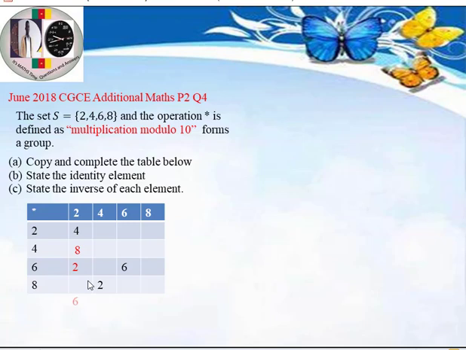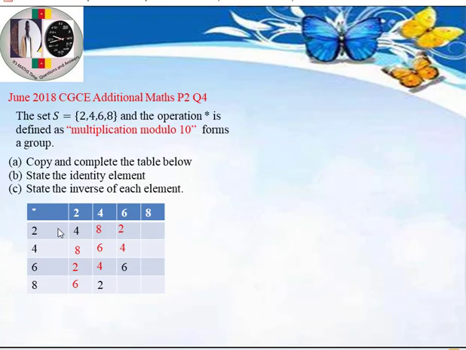it will give us nothing but 6. 4 times 2 is 8. 8 is not up to 10, so we have 8 modulo 10 is 8. 4 times 4 is 16, modulo 10 is 1, remainder 6. 4 times 6 is 24, modulo 10 is 4. And 4 times 8 is 32, modulo 10 is 2. 6 times 2, 12, modulo 10 is 2. 6 times 4 is 24, modulo 10 is 4. 6 times 6, 36, modulo 10 is 6.